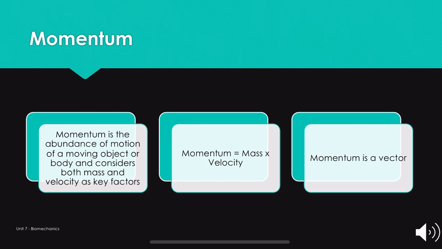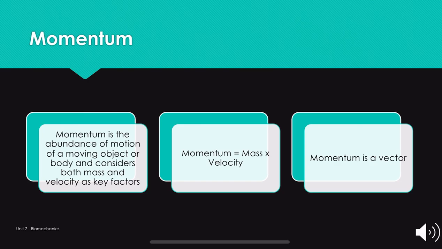For example, different objects have different momentum. A bowling ball is roughly 6 kilograms and bowled at roughly 16 miles per hour, which is roughly 7.2 meters per second. Therefore, the momentum of the bowling ball would be 43.2 kilogram meters per second.